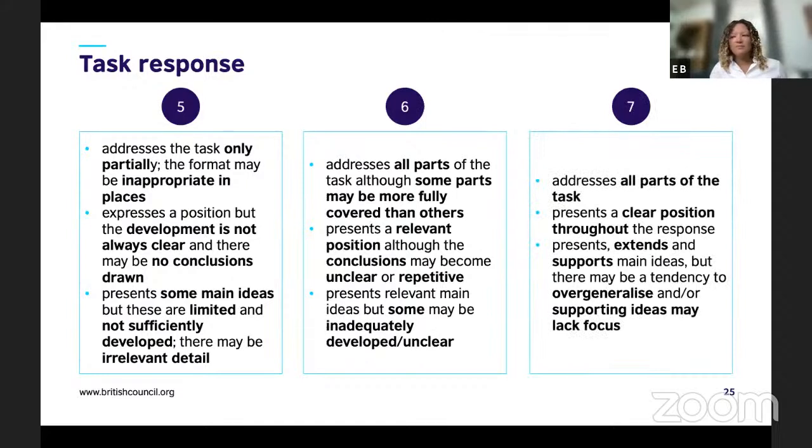In a band 7, the writer is able to address all parts of the task with none of those qualifiers that I mentioned at bands 5 and 6. They present a clear position, and this is evident throughout the writing. That is a main difference between the 6th and the 7th performance. They're also able to extend and support their main ideas. However, they might overgeneralize in some areas, or they might be lacking some of that supporting detail or focus that we would see at the higher levels of band 8 and 9.